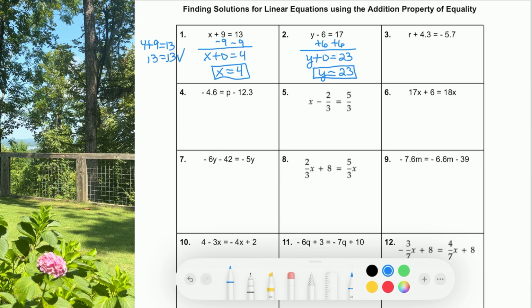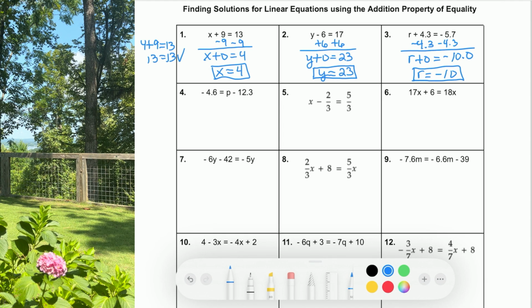Let's look at number 3. R plus 4.3 equals negative 5.7. Again, I need to get the r by itself. So I'm going to subtract 4.3 since it was a positive originally. I get r plus 0 equals negative 10.0. So r equals negative 10.